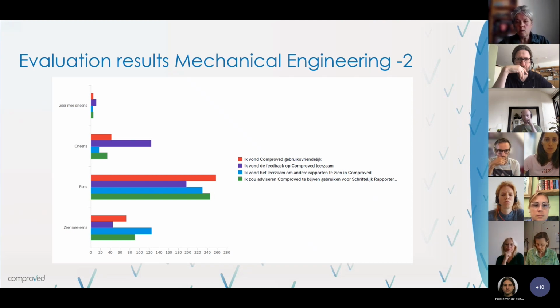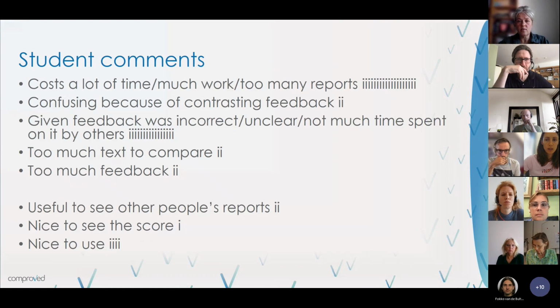Of course, we also gave them the opportunity to give some comments on the use of Comproved, and I just counted what they said about that. And as I already expected, the most problems they had was with the amount of time it took them to compare those whole reports with one another. First year bachelor students, they are not very keen on having to read a lot. So they said this was really a bit of a problem. It costs them too much time. They found it too much work. They had to compare too many reports.